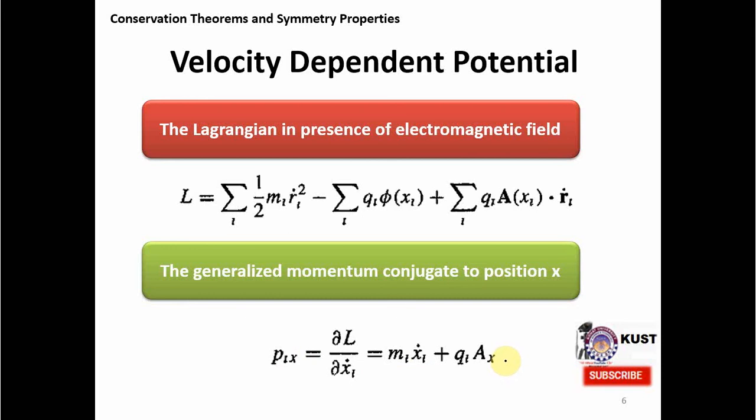So the first question is whether this momentum is conserved or not. If this P, which is a generalized momentum now, is it conserved or not? And this is what we want to check now, that if this generalized momentum is really a conserved quantity.